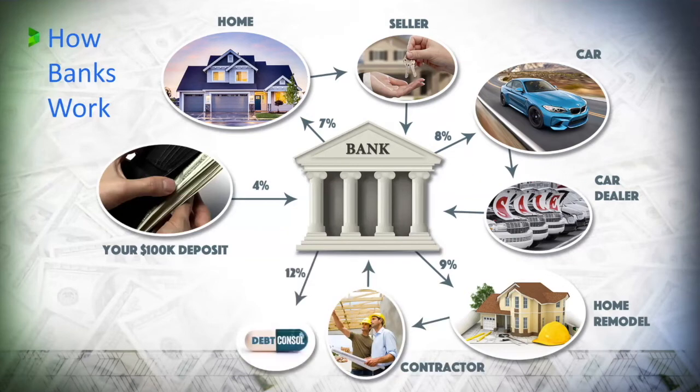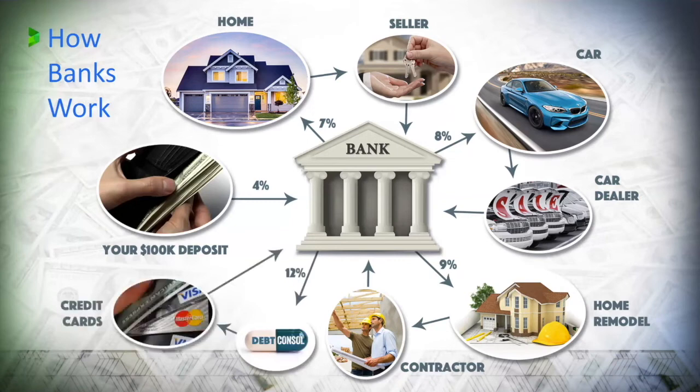How about a debt consolidation loan? We're going to pay off all the credit cards, call it 12%. That money has to go back into the banking system. Look, who's in control of every one of these transactions? Yes, the bank. Now, I know math is not everybody's favorite subject, but let's do a little math here.